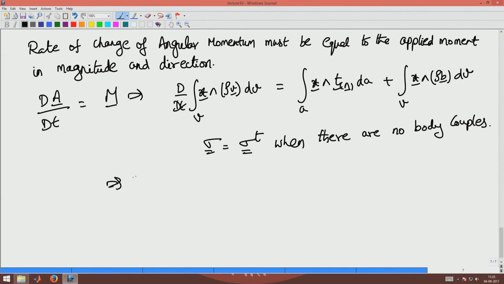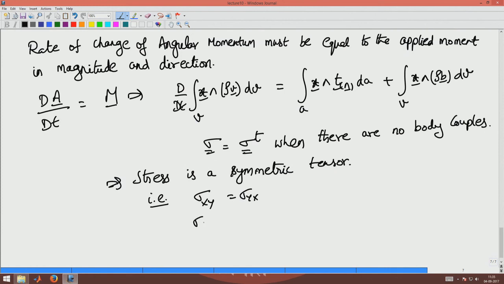This implies stress is a symmetric tensor. That is, sigma xy must be equal to sigma yx, sigma xz must be equal to sigma zx, sigma yz must be equal to sigma zy. Moment equilibrium, like force equilibrium, is a vector equation, and hence you have 3 components. The 3 components will be these essentially.